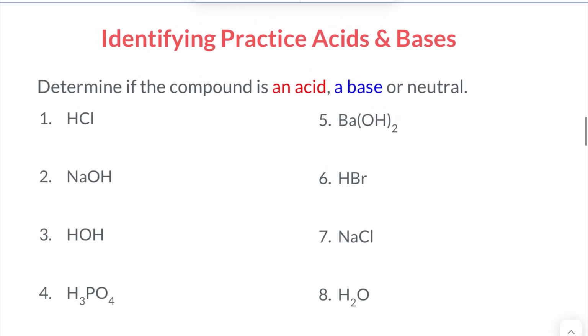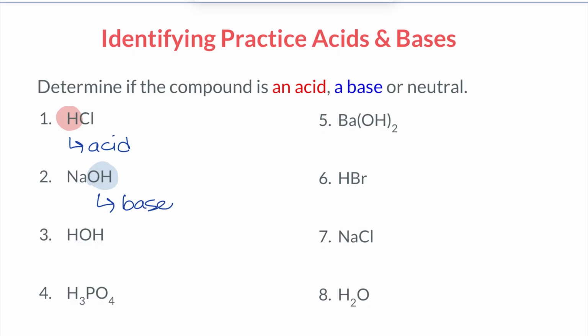So let's practice identifying acids and bases. Determine if the compound is an acid, a base, or neutral. Looking at the first one, HCl, this has an H in it, and so that makes it an acid. Number 2, NaOH. Looking at this one, I see that I have an OH, and that indication of an OH means this would be a base. It is basic.